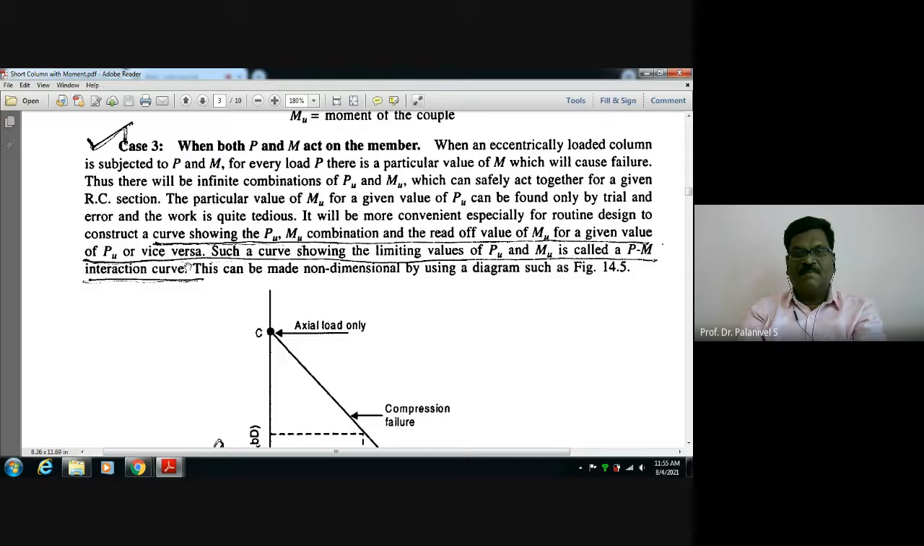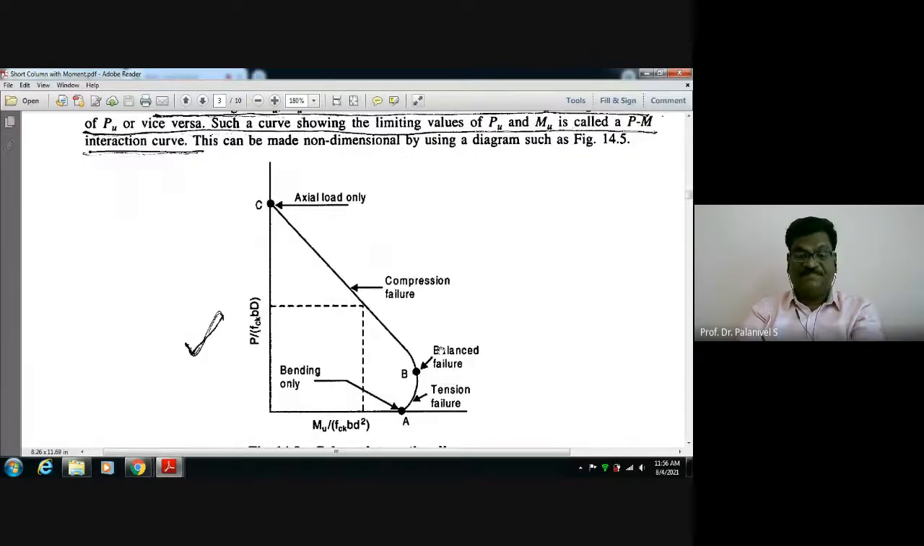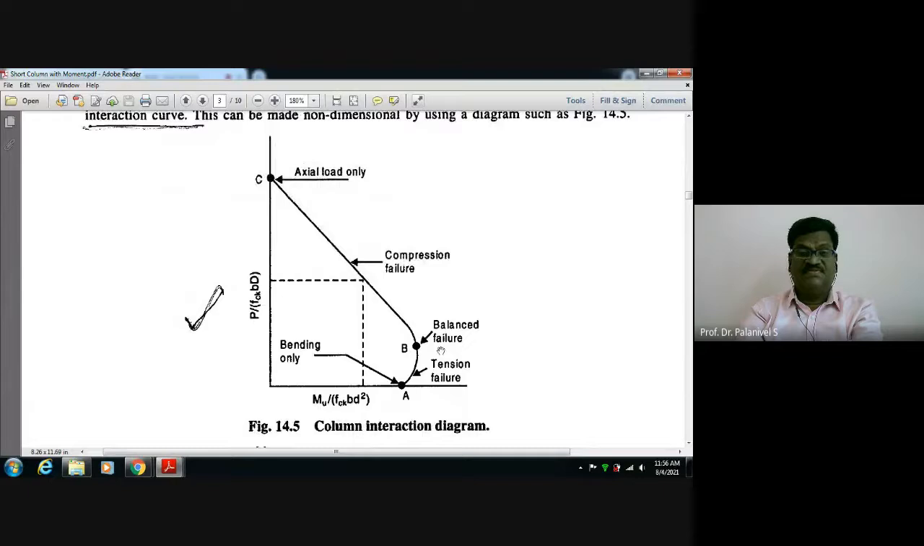Okay, there is a combination already established by carrying out some experimental work in the national laboratory and elsewhere. This curve has been constructed. This PM interaction curve is constructed. Such a curve showing the limiting values of PU and MU is called a PM interaction curve, right? So this is the PM interaction curve. Just have a look at this one.